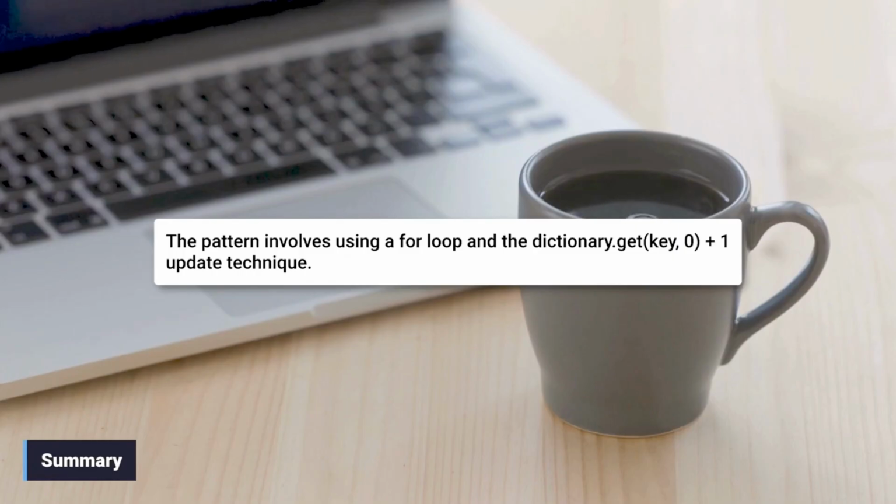To summarize, character counting is a key skill for text analysis, and the dictionary get method is a readable way to implement this frequency counting logic in Python.